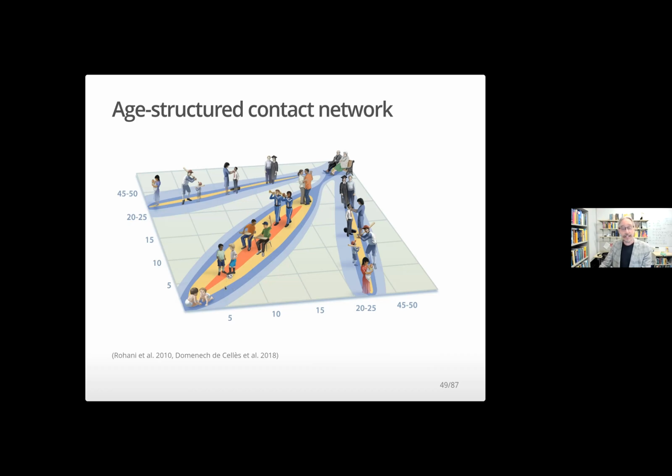So what you find in developed countries, to a first approximation, is that if you're a school-age child, almost all of your contacts on a daily basis are with individuals that are almost the same age as you, right? Your classmates. And so that's what we see here.